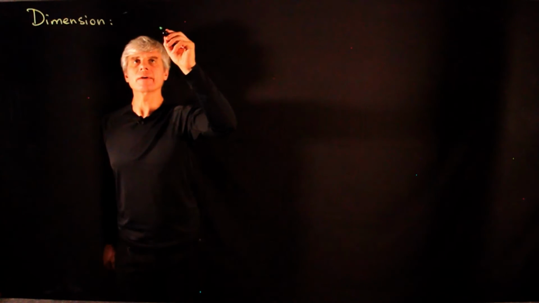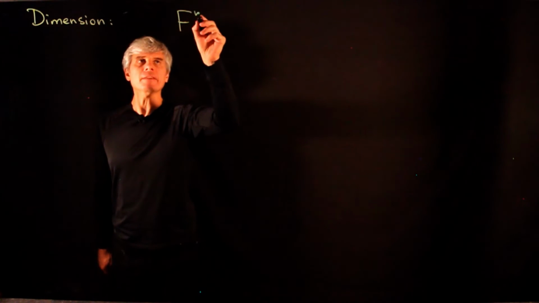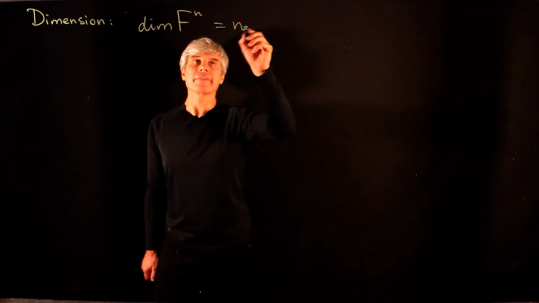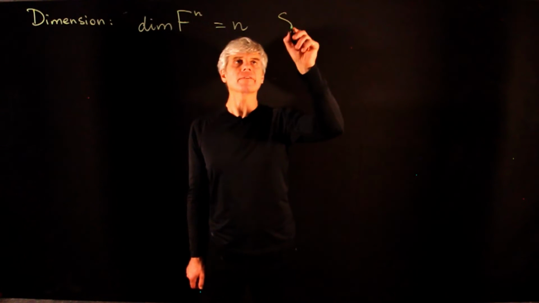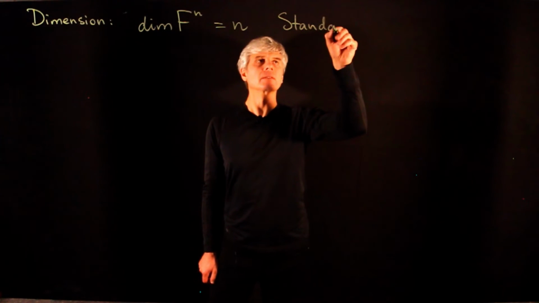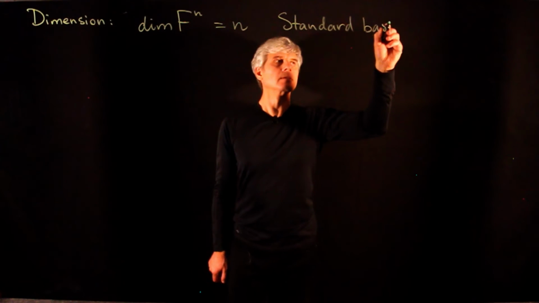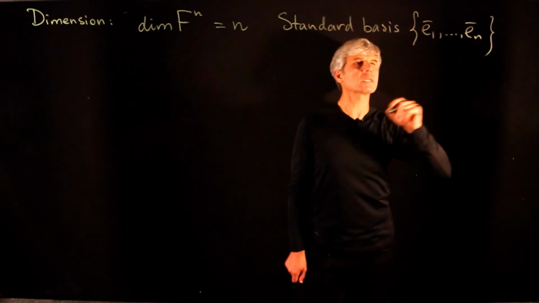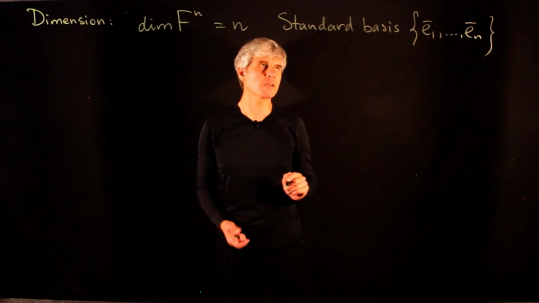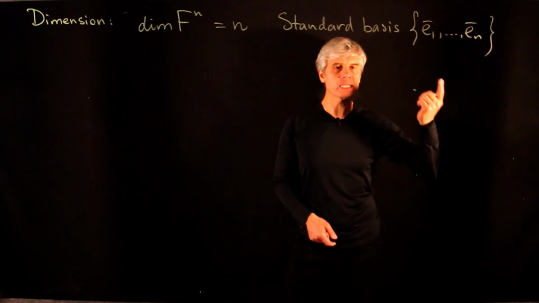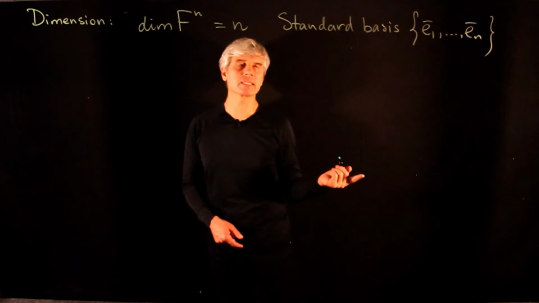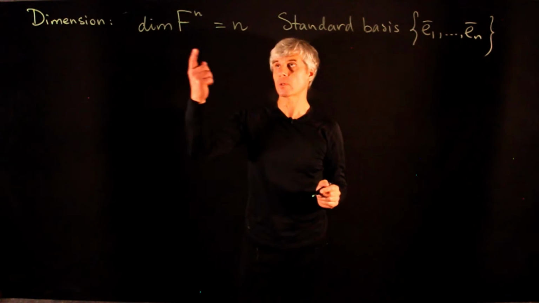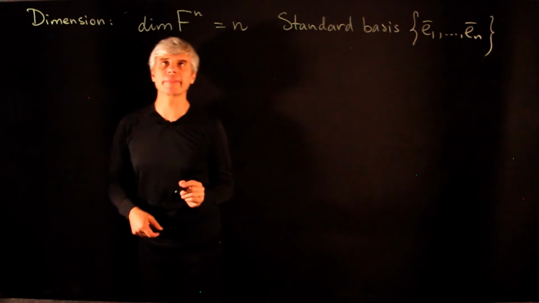All right, so if we take the vector space Fn, then its dimension is equal to n, because here we have a standard basis E1 through En. So we constructed this standard basis in the vector space Fn, and because this basis has n vectors, our theorem says that any other basis of this space will have n vectors. So the dimension of Fn is equal to n.